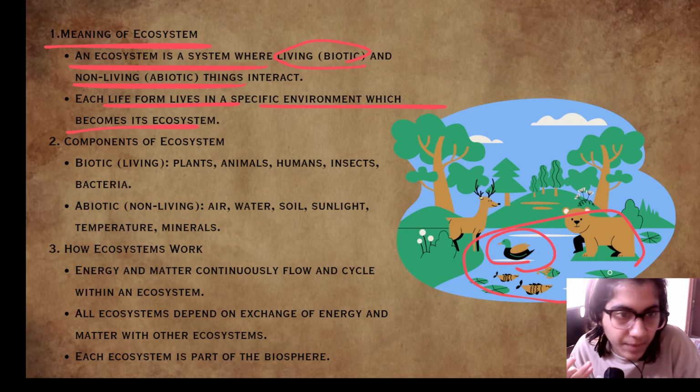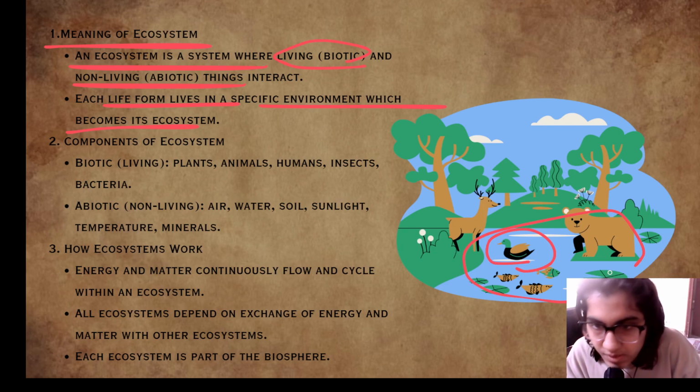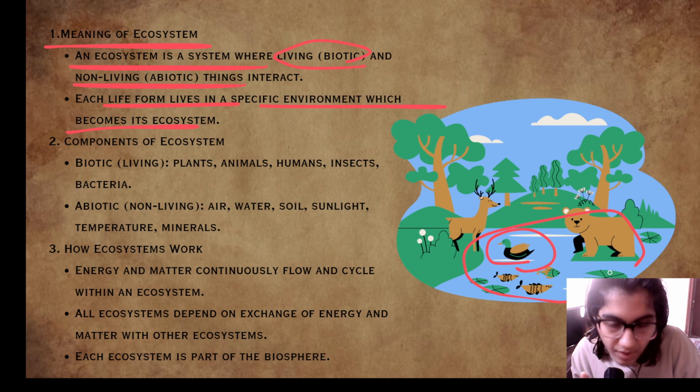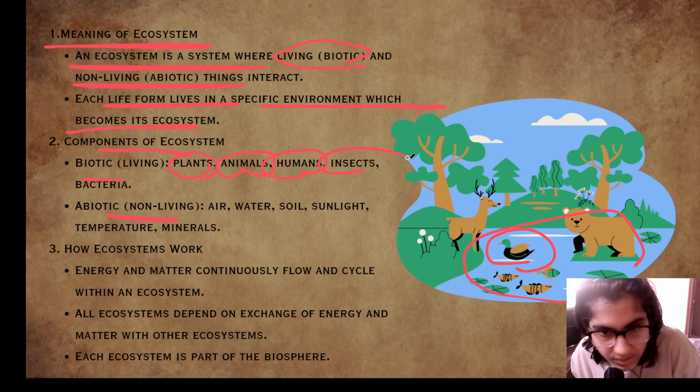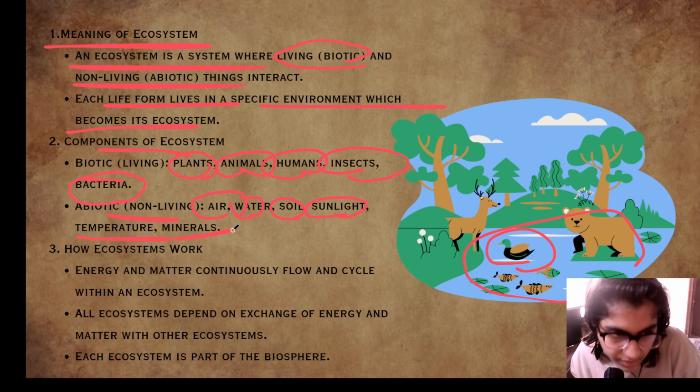Each life form lives in a specific environment, and that environment becomes its ecosystem. So the components of an ecosystem are biotic and abiotic. Biotic, that is living, meaning plants, animals, humans, insects, bacteria. And the non-living, that is the abiotic: air, water, soil, sunlight, temperature, minerals. So these are the non-living.